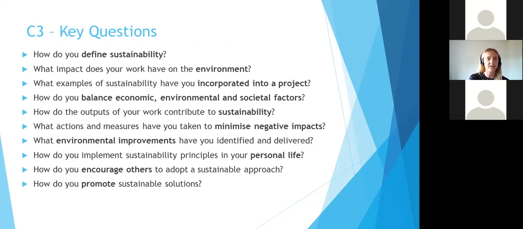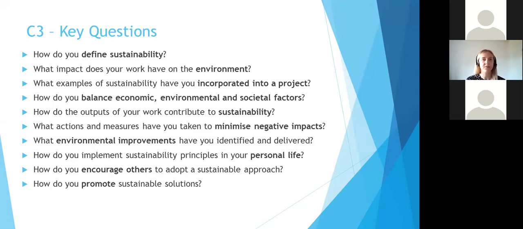So the first question is, how do you define sustainability? What impact does your work have on the environment? What examples of sustainability have you incorporated into a project? How do you balance economic, environmental and societal factors? Those are the 3 key words for sustainability, which we'll come on to in a second.